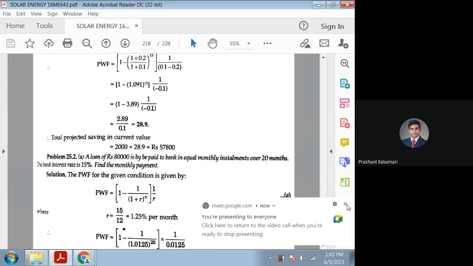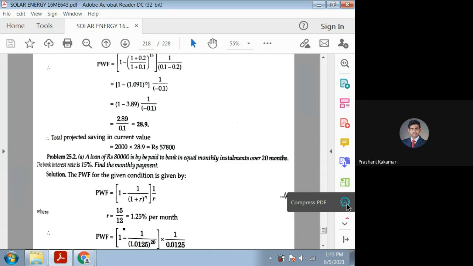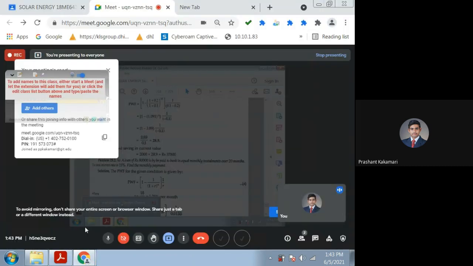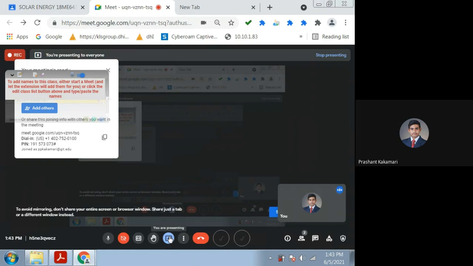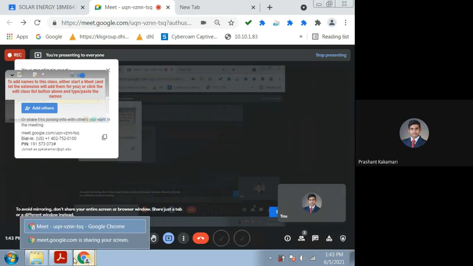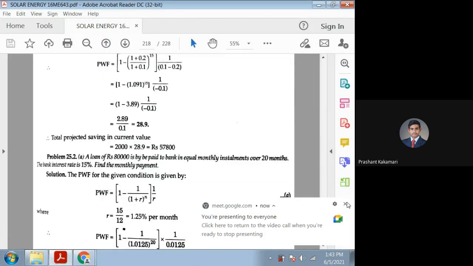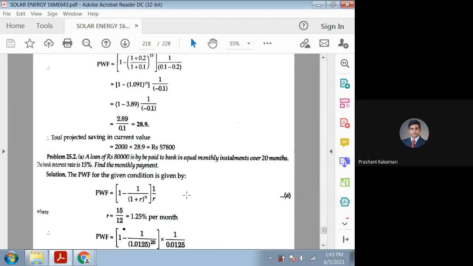So coming to the remaining problems, that is on finding the present worth factor or the present value of the money, or whatever the best possible saving ideas are, that we are going to validate. I hope the screen is shared here. Yes, present. We'll complete this part, and in the next class we'll take the payback period.